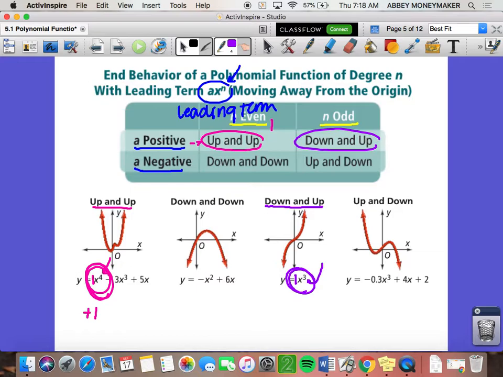Same thing for if your a value is negative. If your a value is negative but you have an even exponent, you're down, down, and we saw that with a quadratic here. I have a negative a value, but my exponent is even. And then same thing, if your a value is negative, but you have an odd exponent, you would be up, down.